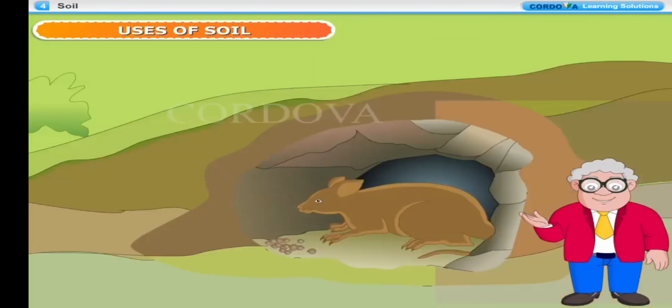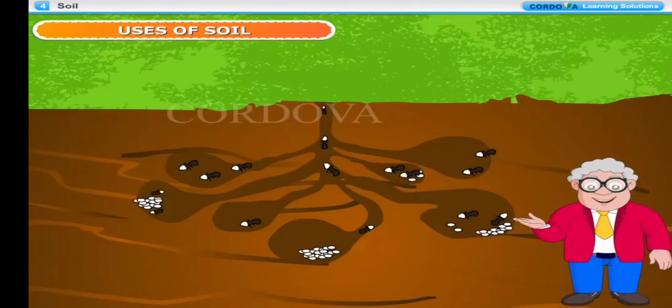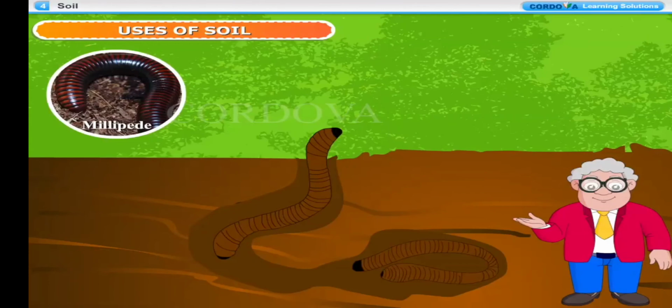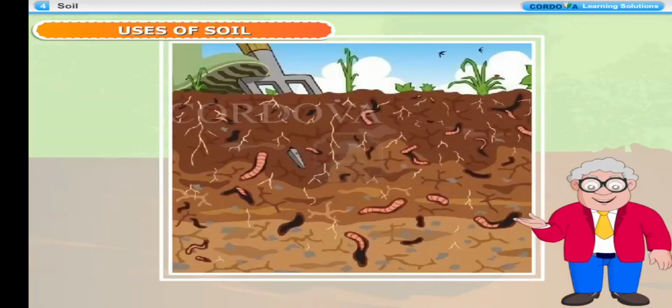Soil is home to many animals. Ants, snails, earthworms, and many other animals live in soil. Earthworms are very useful for farmers. Earthworms dig tunnels in the soil and loosen it. This allows air to enter the soil. This air is good for growing plants. So, they are often called the farmer's friend.